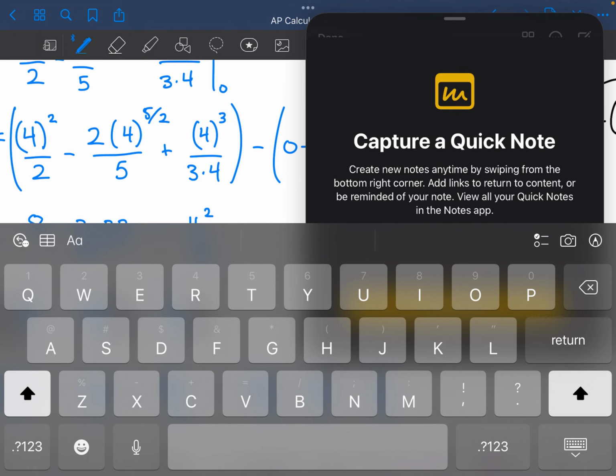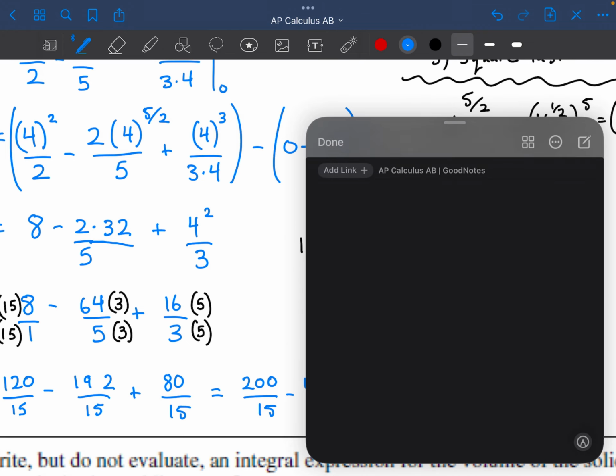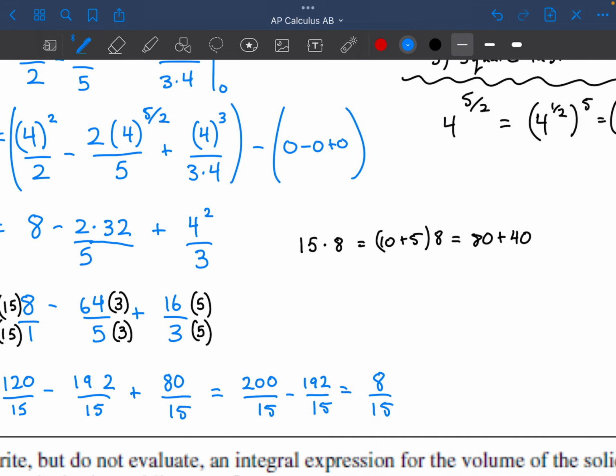Whoa, I don't know what I'm hitting on my iPad. Capture a quick note. Well, that's cool, but I don't want to do that. Go away. Please. Okay, thank you.